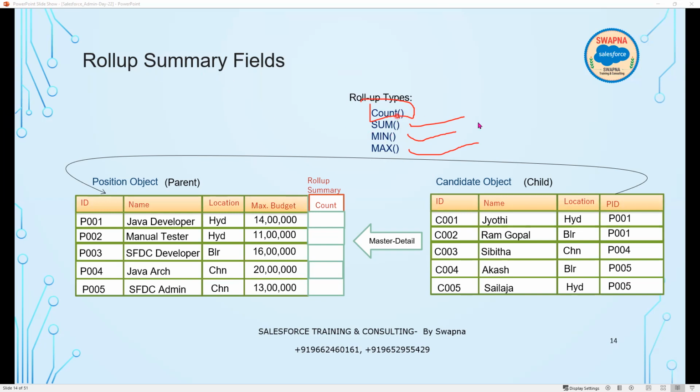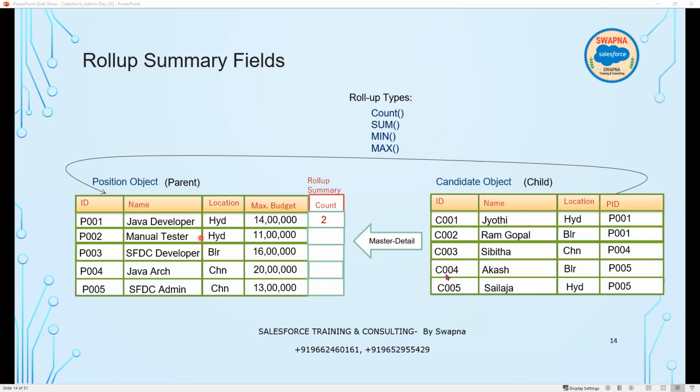For example, if I choose the count, I want to get the count of records that are associated with this parent object, the count of the child records associated with the position object. In this case, Jyoti and Ram Gopal are linked to P001, so the count will be 2. Sipita is linked to P004, so for P004 we get 1.